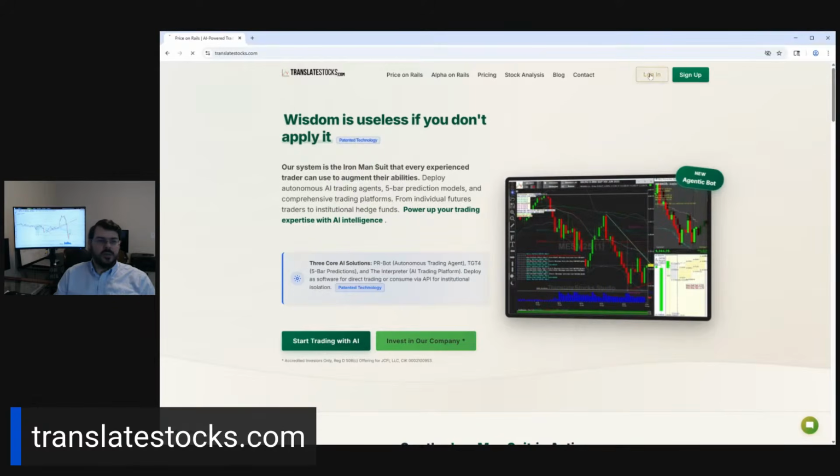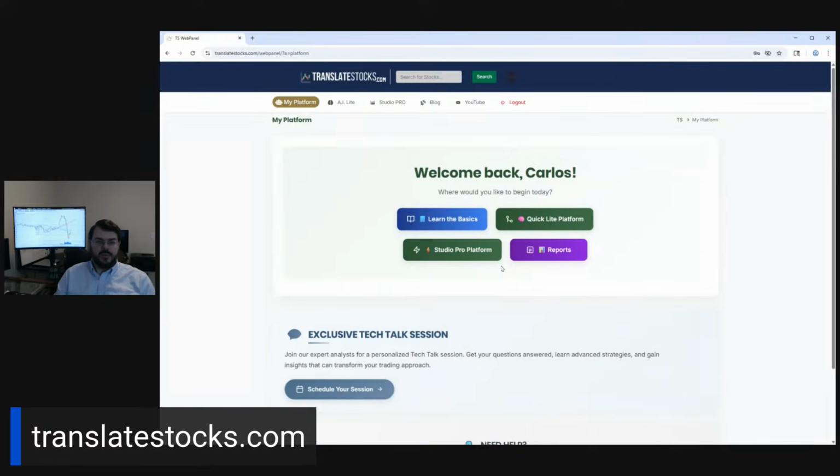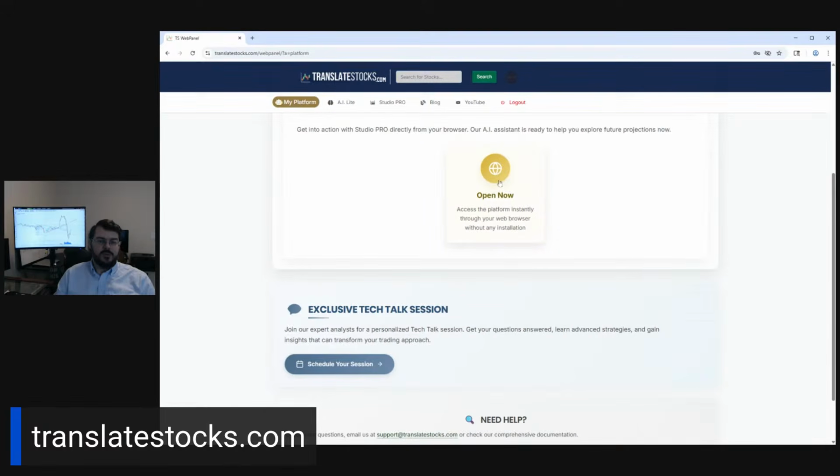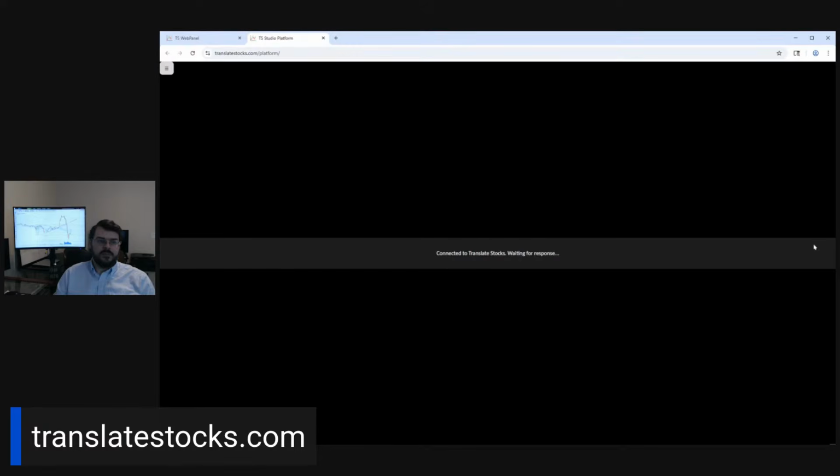You can start by logging in to the server, which is what I'm doing right now. I will select one of my accounts and put in my credential. We have only one credential for everything that you do inside our system. And here is the dashboard. I will connect with the Studio Pro platform. I will click here on Pay Now. Now I am connecting to my server.